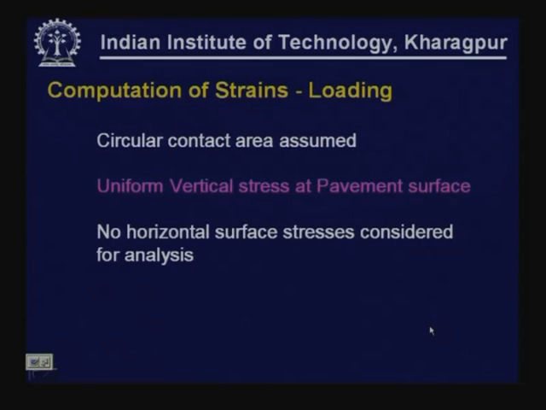And for computation of these strains, the loads are considered to be circular in contact area. The vertical contact pressure is considered to be uniform over the entire contact area, and no horizontal surface stresses are considered. We know that there can be horizontal stresses on the surface, but we consider only the vertical stresses for this analysis. Horizontal stresses can be there because of braking, acceleration, and also there will be centripetal inward stresses.